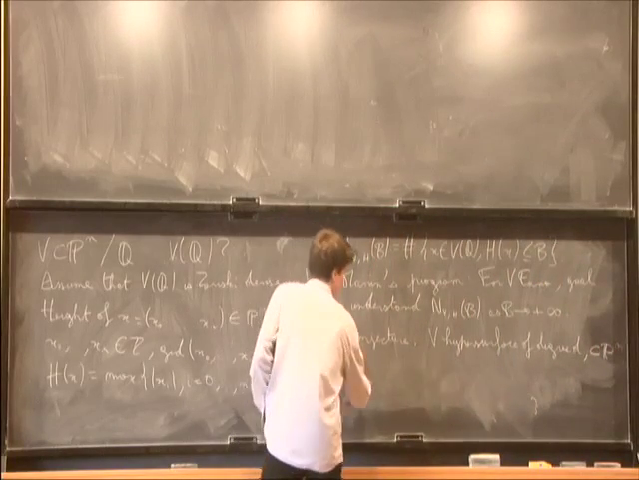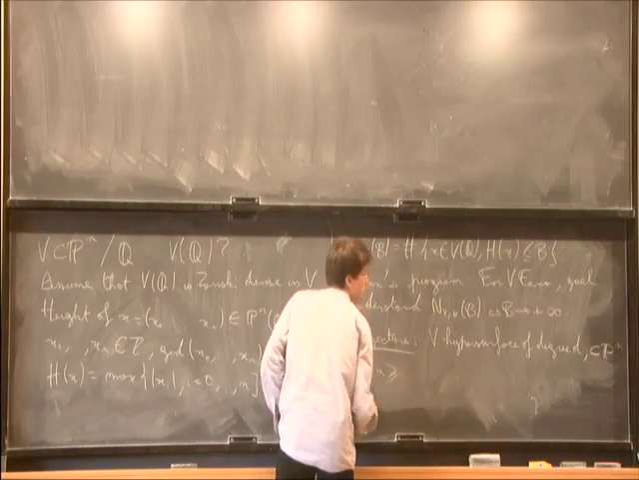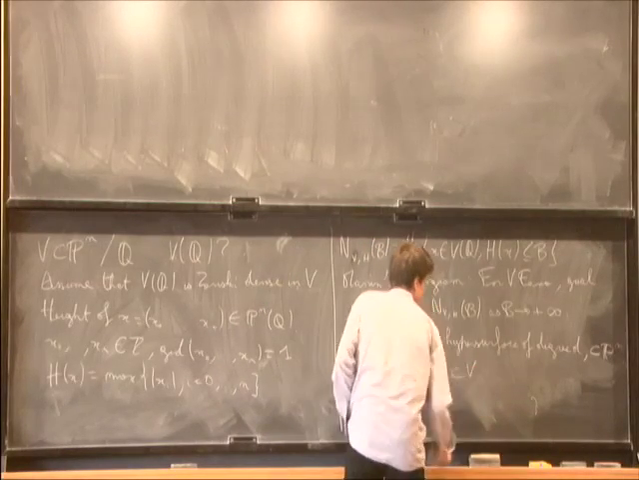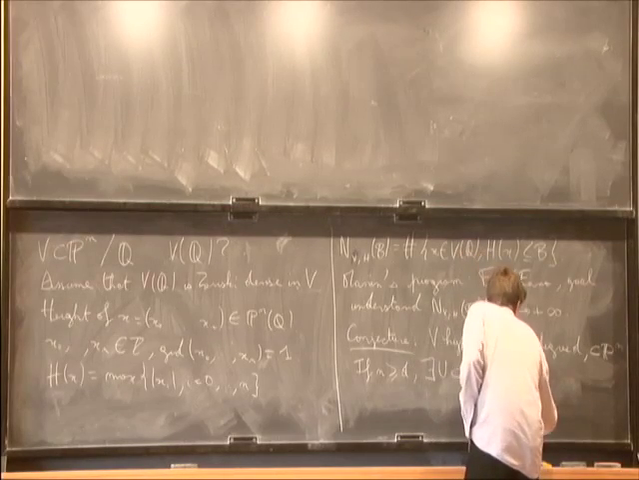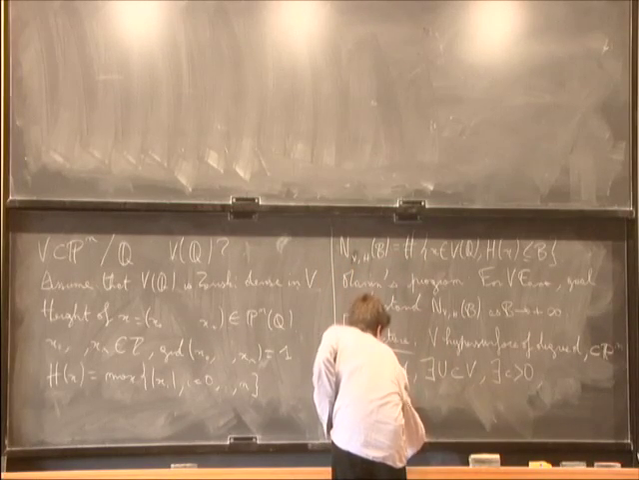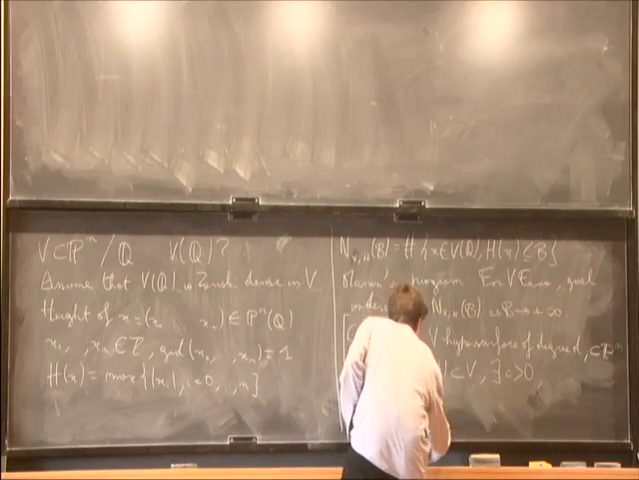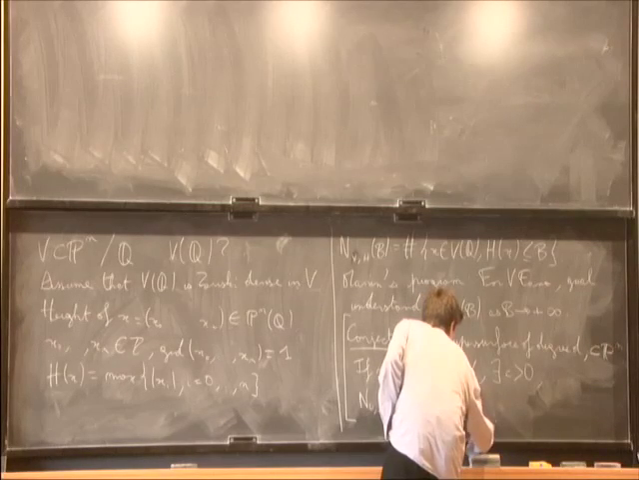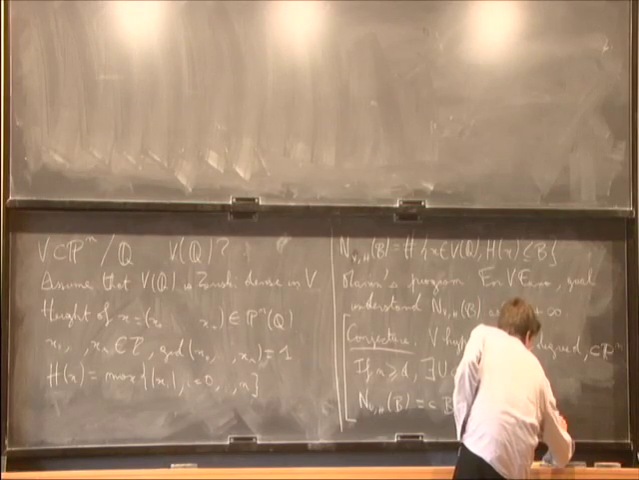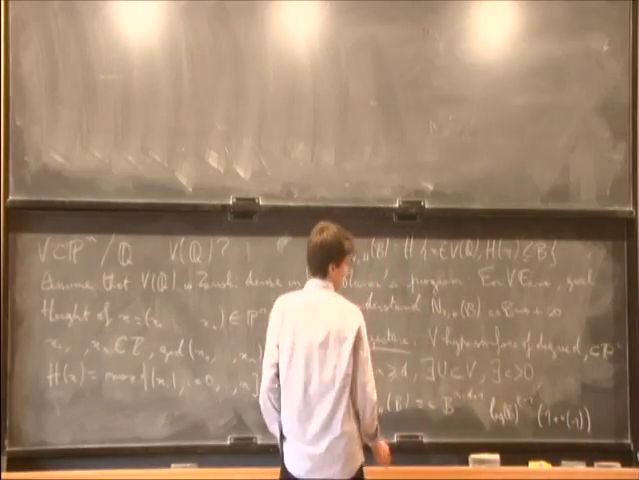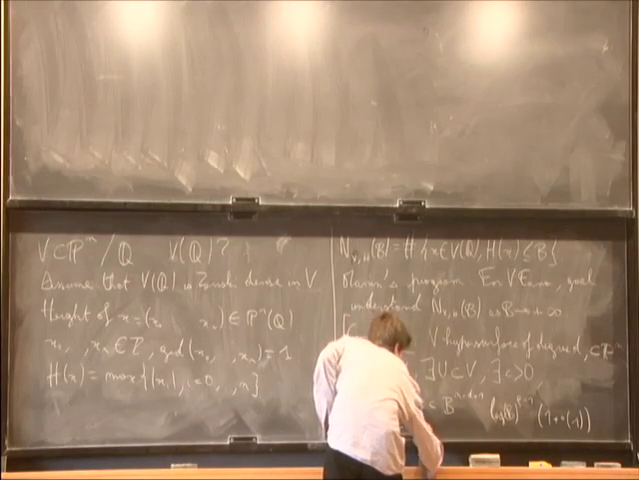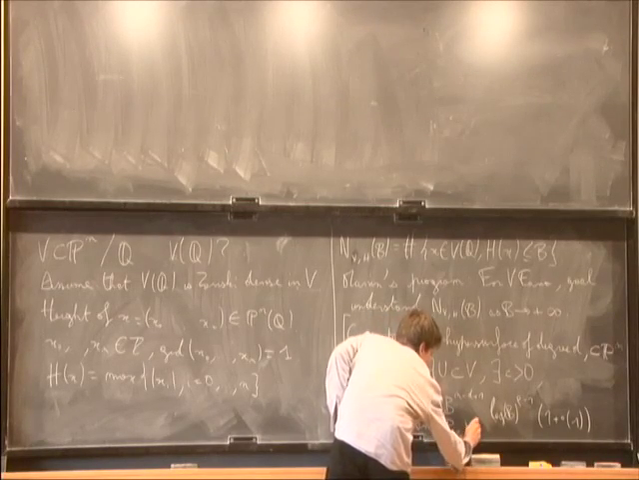Then in this situation, V is Fano if n is greater or equal to d, and the conjecture is as follows. There should exist some open subset U in V, and there should exist some positive constant C such that the number of rational points on U whose height is bounded by B is the constant times B^{n-d+1} times some power of log B times (1+o(1)). So the power here is rho minus 1, where rho is expected to be equal to the rank of the Picard group of V.